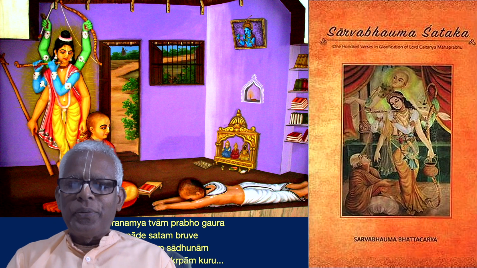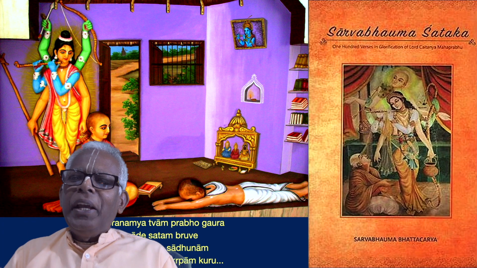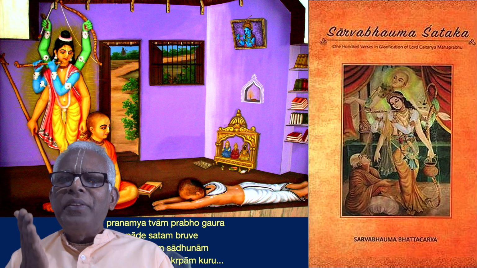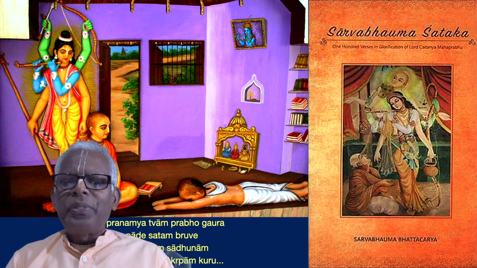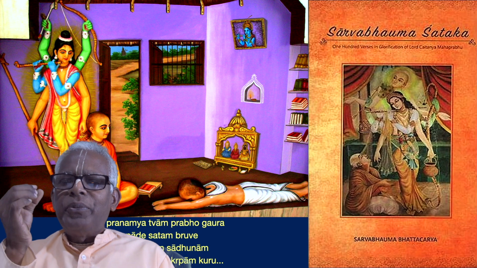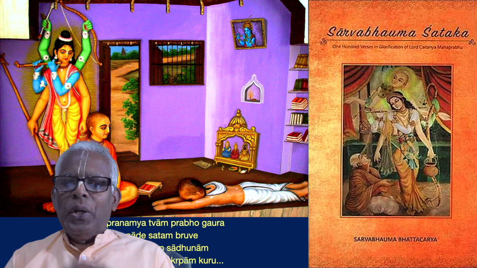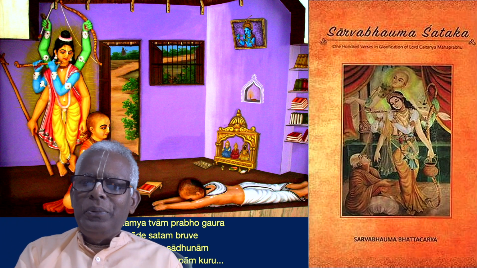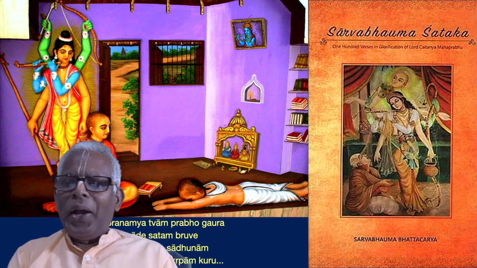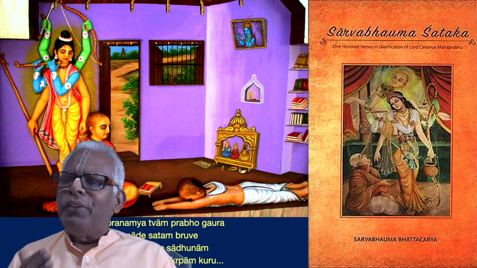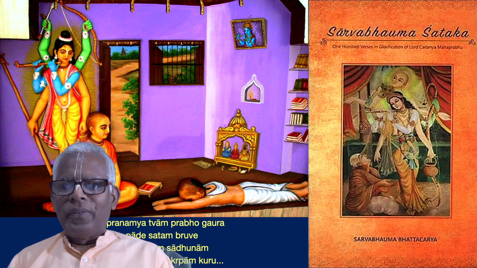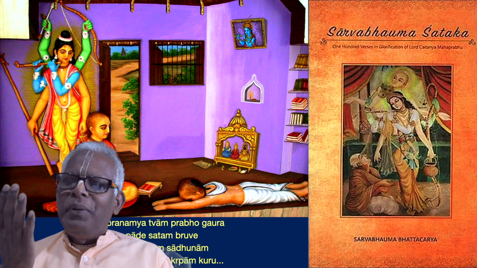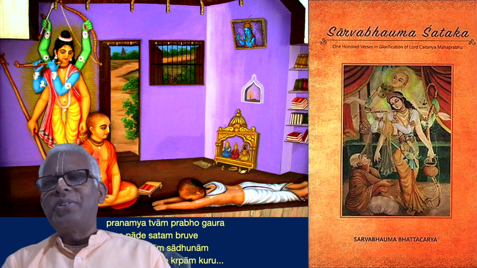Here is the first verse. Pranamya tvam prabho gaura tava pade satam bruve sada sayanam sadhunam sukartam me krupam kuru. O Lord Gauranga, I offer this garland of 100 verses unto your lotus feet for the pleasure of the devotees. O merciful Lord, please be kind to me. So he was completely changed.